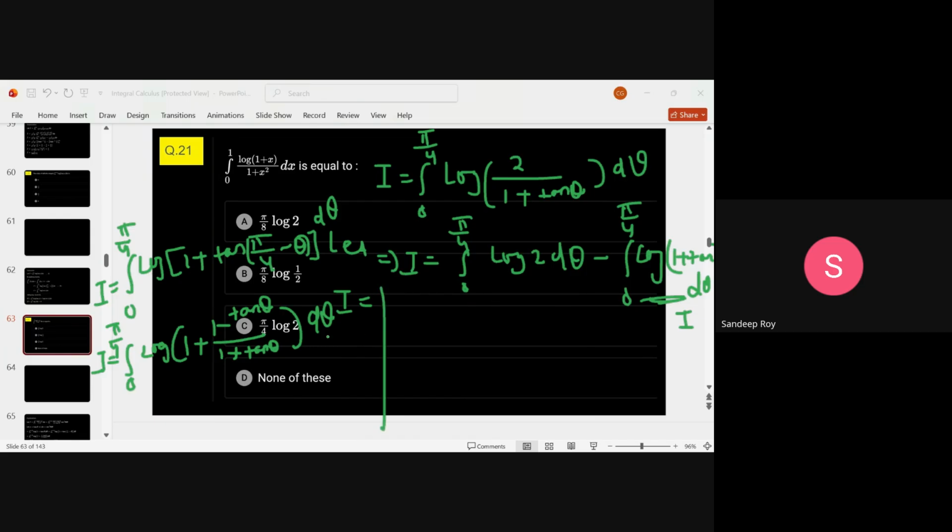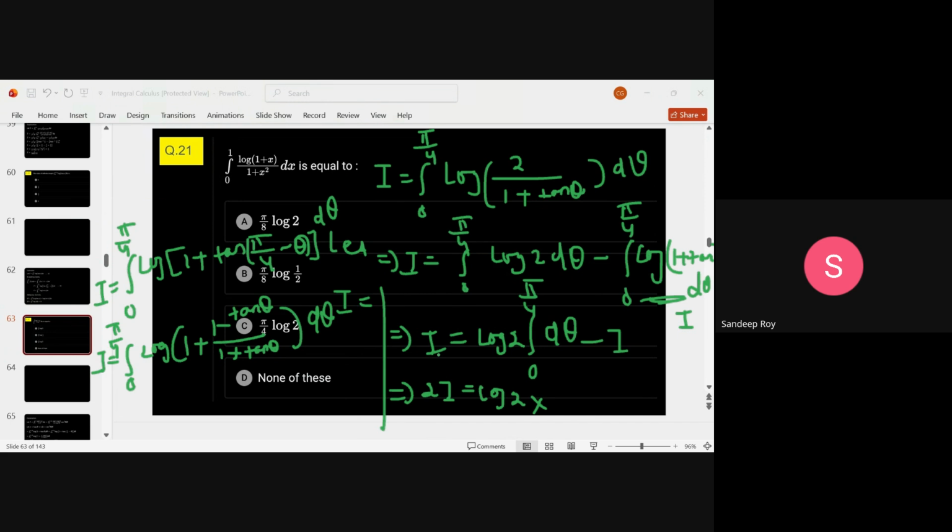So ultimately what I got, this I is equal to log 2, which is a constant, you can take it outside. So log 2 times the integral of d theta, and the limits are 0 to pi by 4. And this value is again I, right? So it's minus I, right? Then you take I to that side, that will be 2I. So 2I is equal to log 2 as usual, and this will be into pi by 4, because the integration of d theta is theta itself, and the limit will be from pi by 4 to 0.